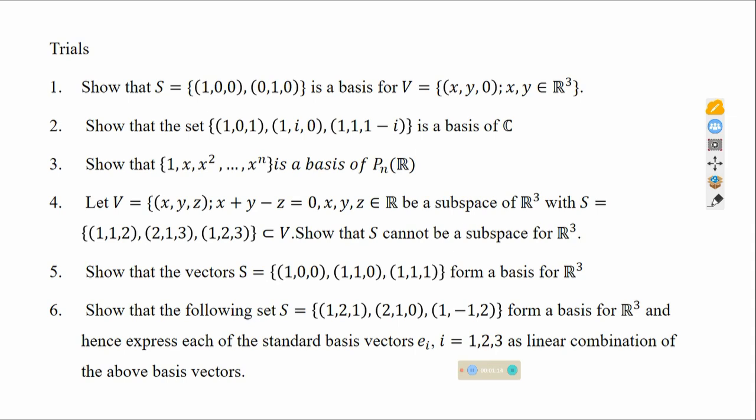Now, I gave you some trial questions, and I hope you were able to show that the given sets were either a basis of the vector space or not, depending on what you got as your answers, whether the two conditions were satisfied or not.